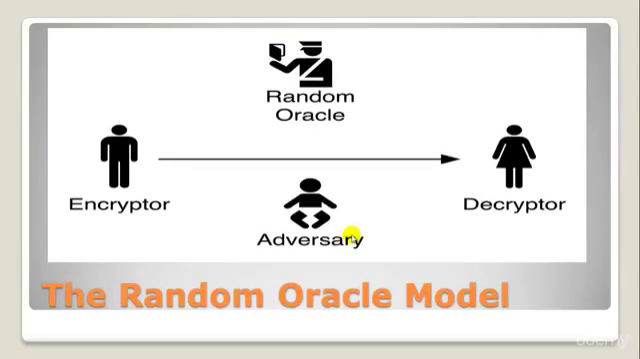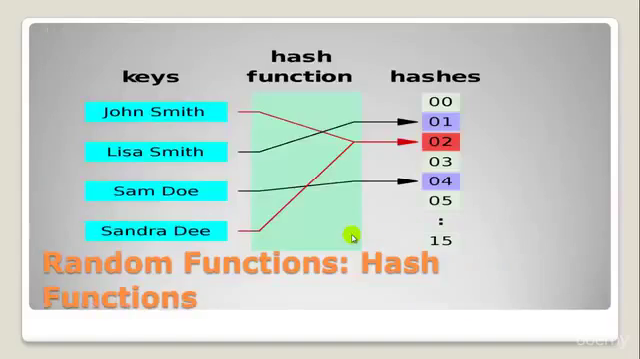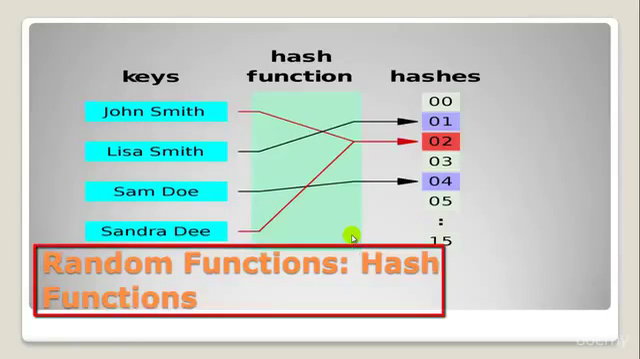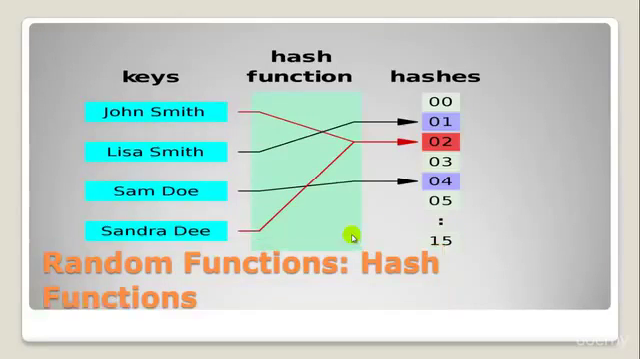The user takes a diskette to the cipher machine, types in a key, issues an instruction, and the data gets transformed in an appropriate way. And that's how it works, to be more specific. Similar to the random oracle model, we also have the random functions, that is the hash functions. As you can see, it's quite self-explanatory.